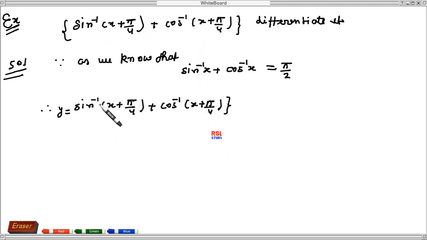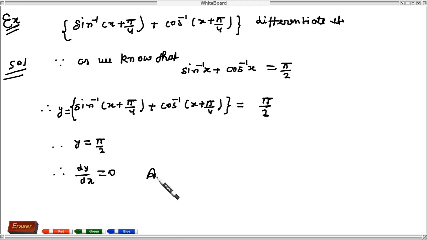Suppose that this is theta, then the value of this is pi by 2, not x, that is pi by 2. For any value of the angle here, whatever may be the angle, the value will be pi by 2. So now we will differentiate pi by 2 with respect to x. dy by dx equal to 0. That is the answer.